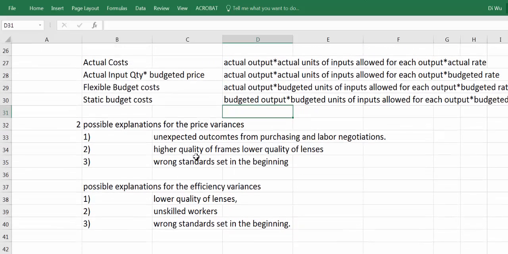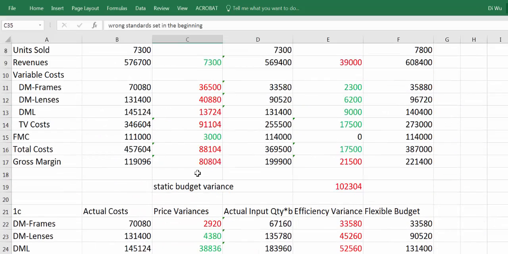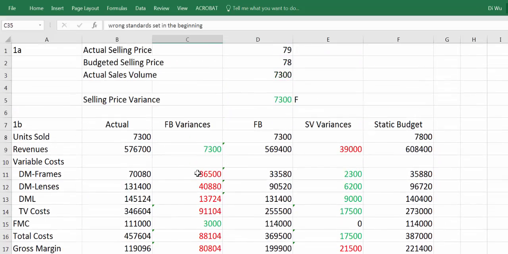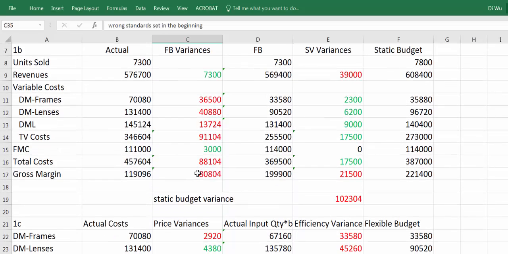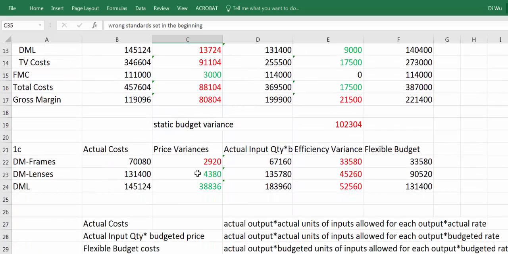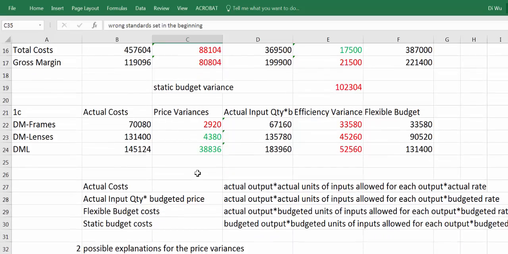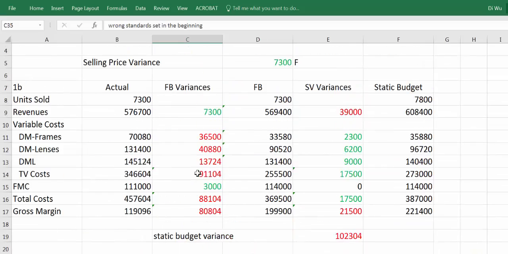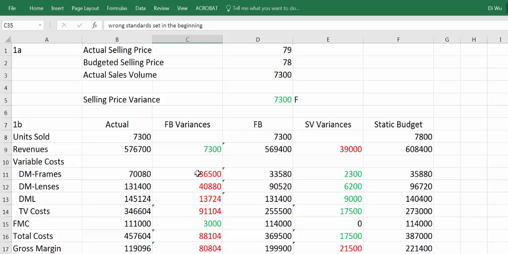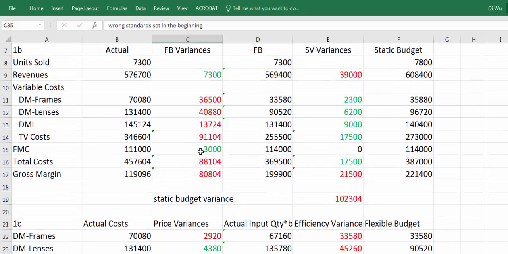So I will post everything online, and please review this question, and try to do everything by yourself, and feel free to ask me if you have any questions about this particular problem and also our lectures, because this variance analysis is quite interesting, very useful, very important in cost accounting, and actually it's a lot of fun. So feel free to stop by my office if you need any help.